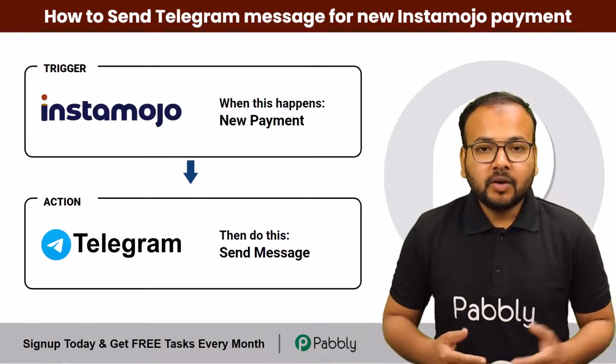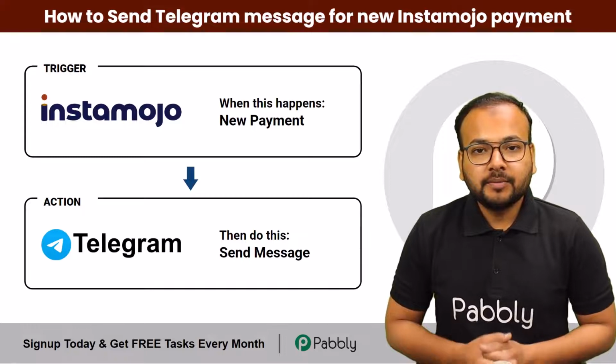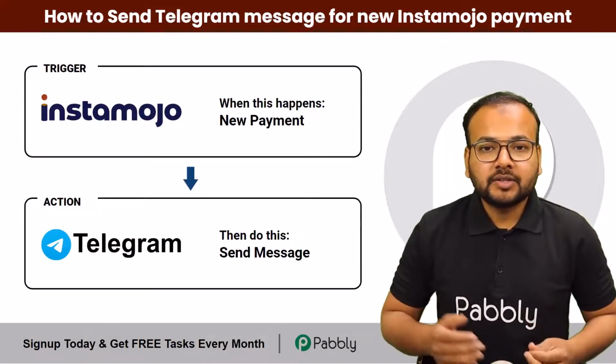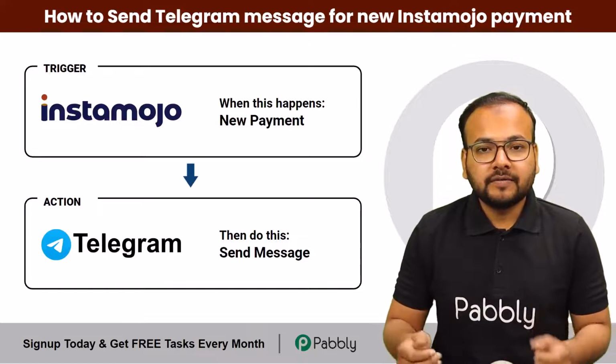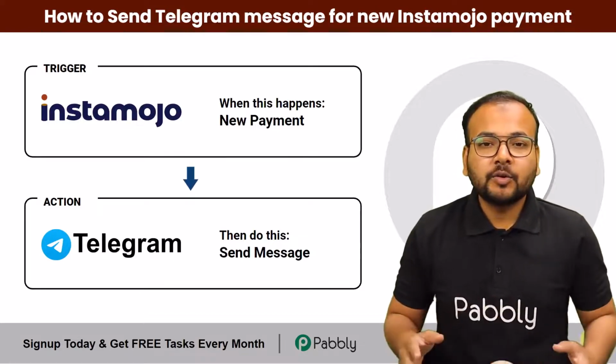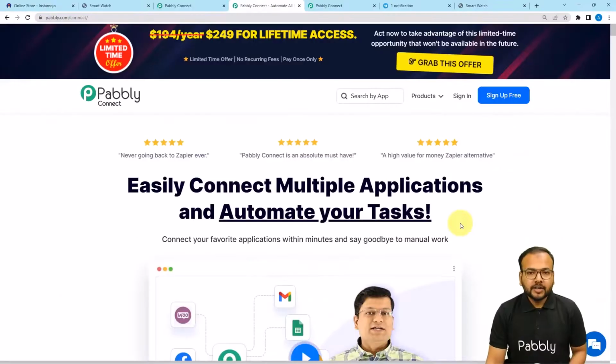So guys, in this video, I'm going to show you a step-by-step process of setting up an automation between InstaMojo and Telegram and creating a new message to be delivered whenever you receive a payment. And we are going to set up this automation without any coding, just by a few clicks. So let's begin. To set up this automation, guys, we are using Pabbly Connect, which is an automation and integration tool.